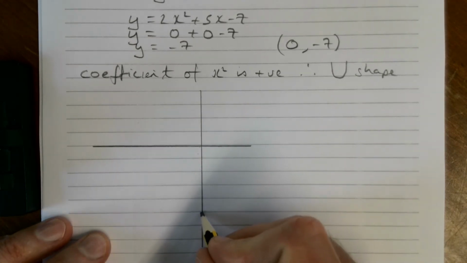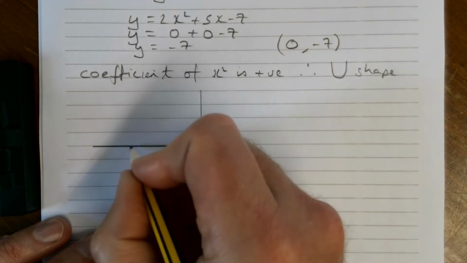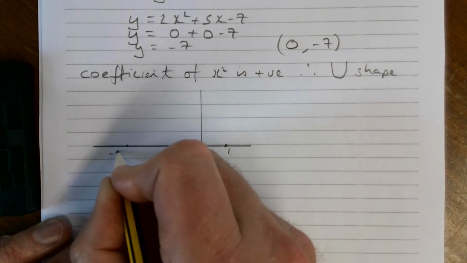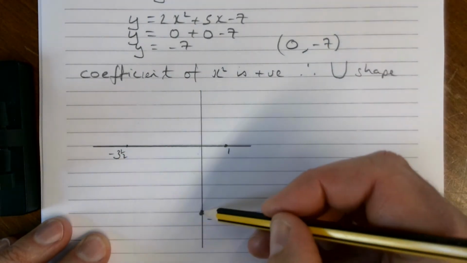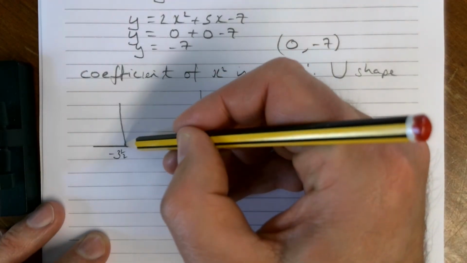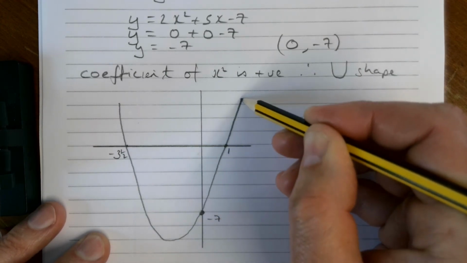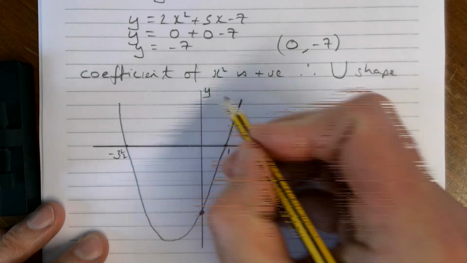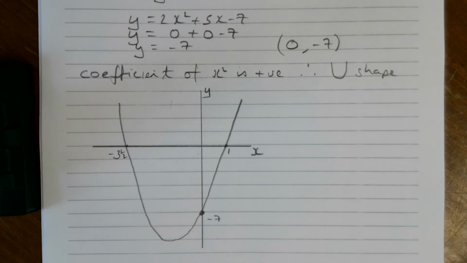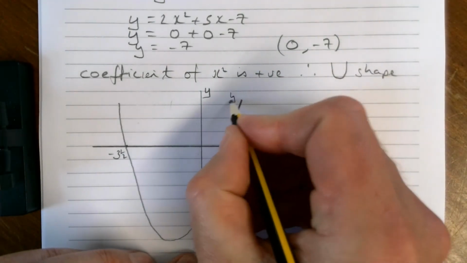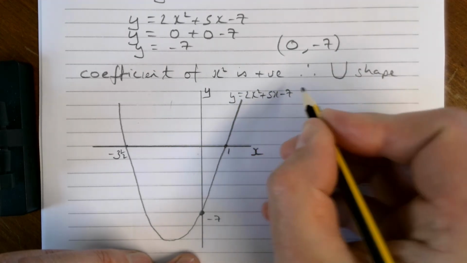So minus 7 is a coordinate on it. 1 is a coordinate on it. And then minus 3.5 is a coordinate on it as well, so I can see the U shape now starting to appear here. Obviously that's not the bottom of it because it's a symmetrical shape, and it looks a little bit like this. There's our y-axis there, there's our x-axis. We would have a line of symmetry down there. That's how that works. The name of that curve is obviously y equals 2x squared plus 5x minus 7.